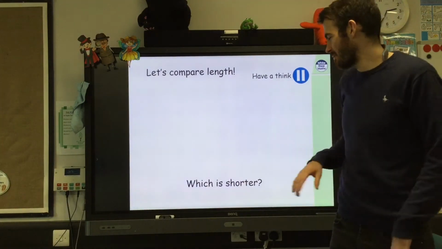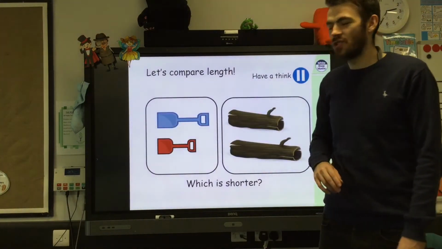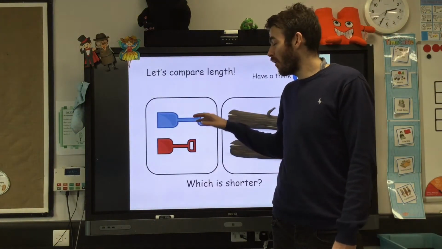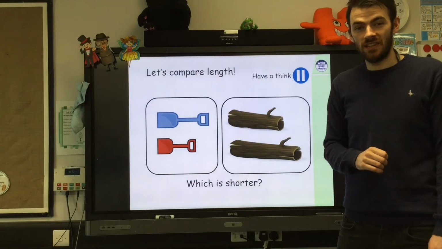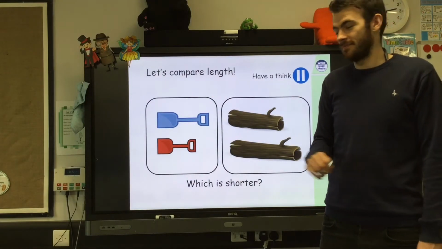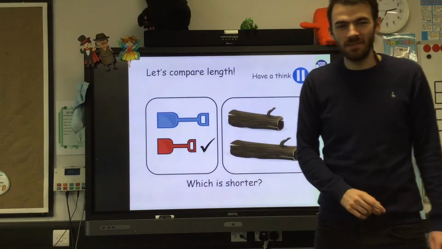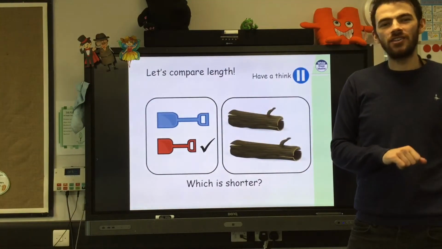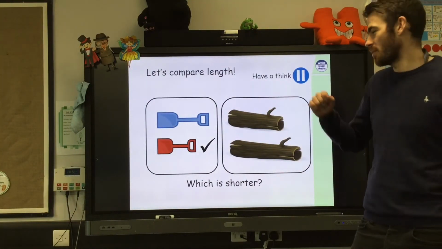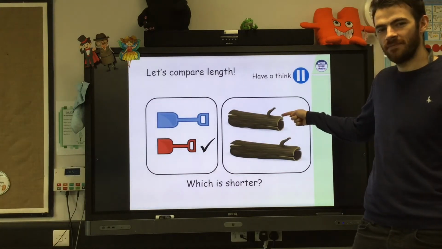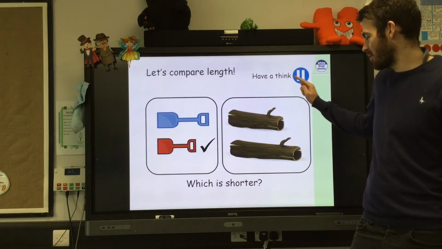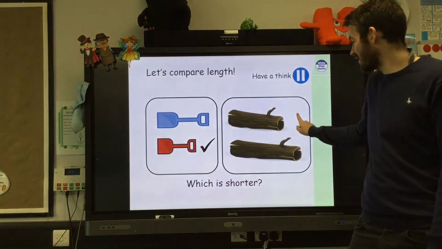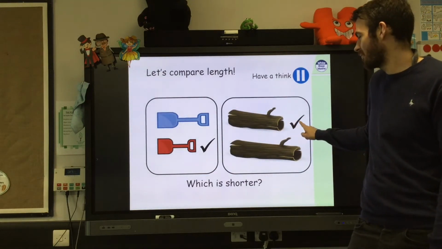Okay, one more example. We're going to look for which is shorter. So let's start with the spades. Do you think the blue or the red spade is shorter? Fantastic, the red spade is shorter. And finally, which log is shorter? Hands up if you think this log is shorter. Hands up if you think this log is shorter. It is in fact this one which is shorter.